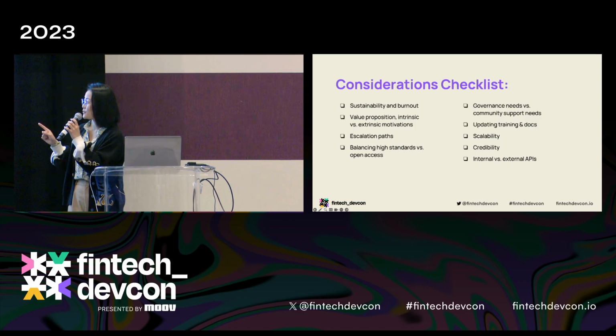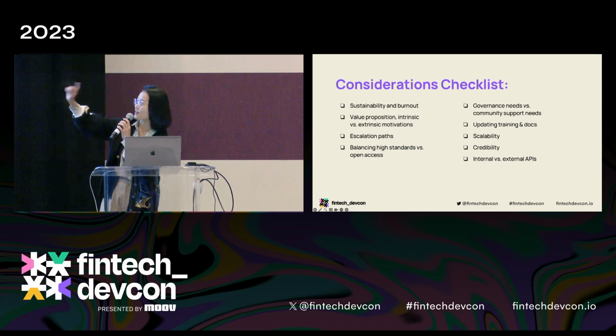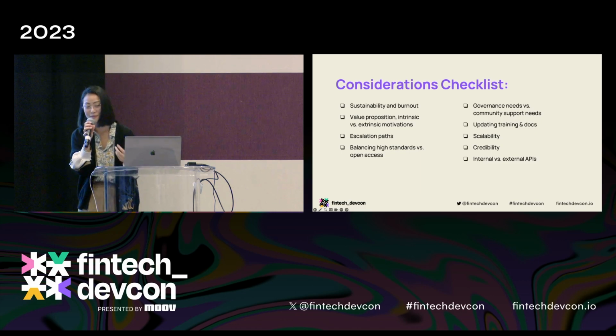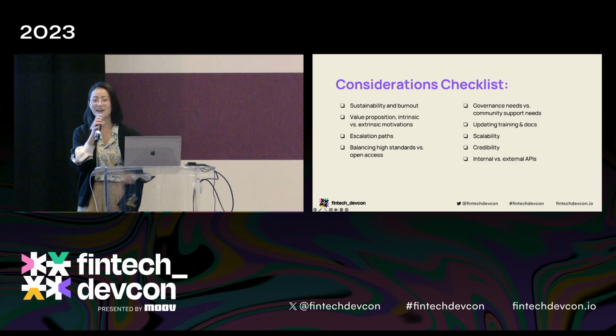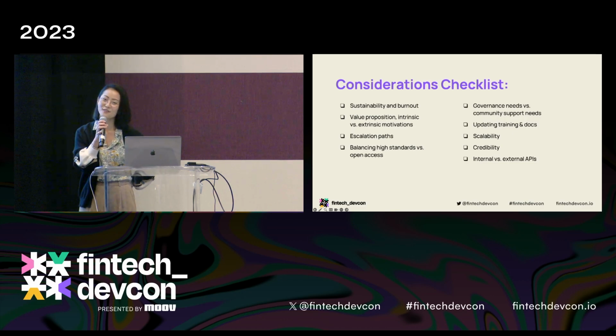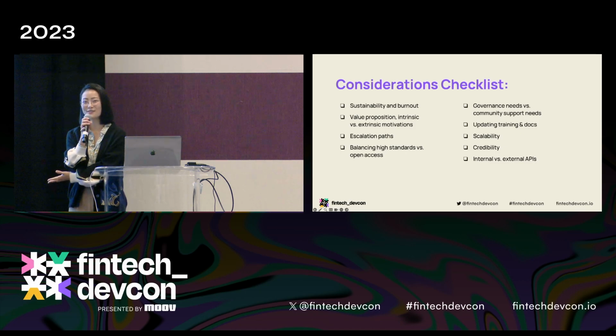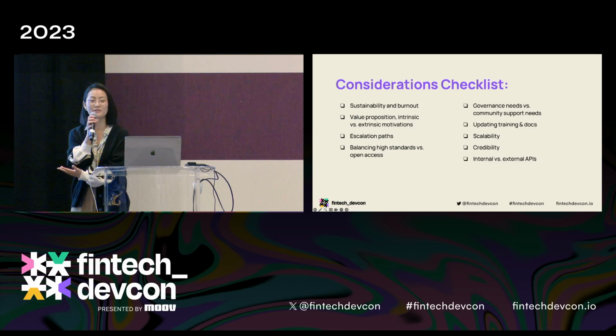The next thing I want to point out is the fourth bullet point on the left side, which is balancing high standards versus open access. We've talked a lot about guidelines and enforcing them. Enforcing is a very harsh word. We did get a lot of feedback early on that people did not like feeling bossed around. And that's important to us, because we don't want API owners, we want them to feel like owners, right? We don't want to feel like we're policing them. That's not the point of having guidelines.